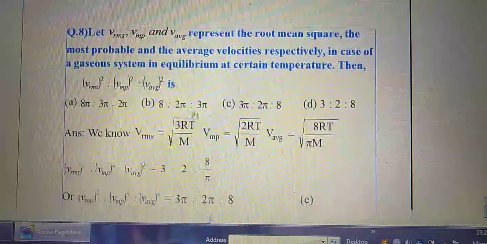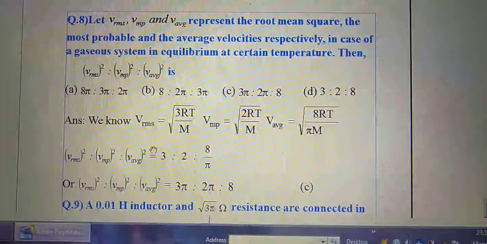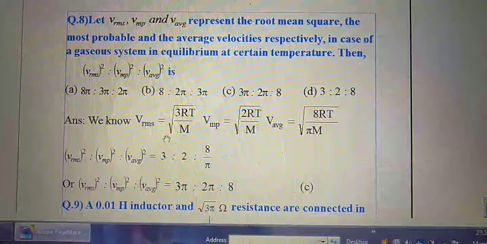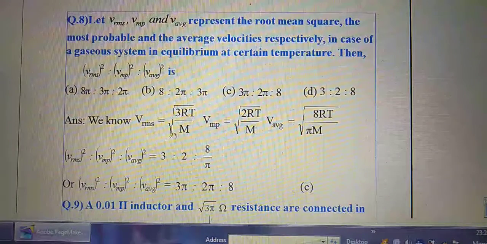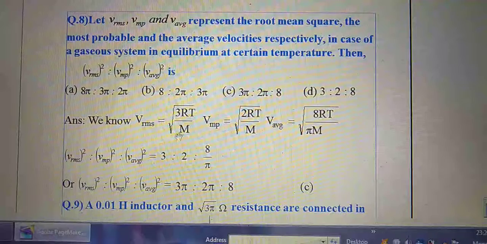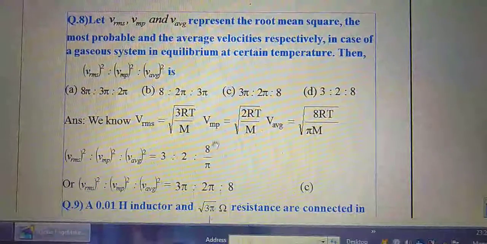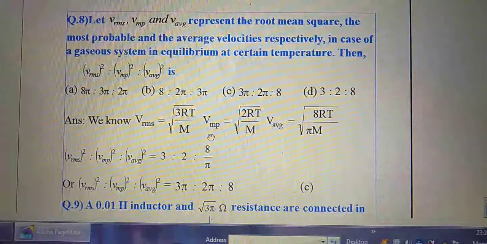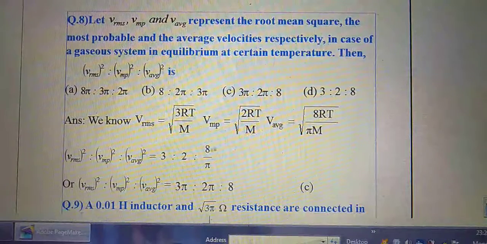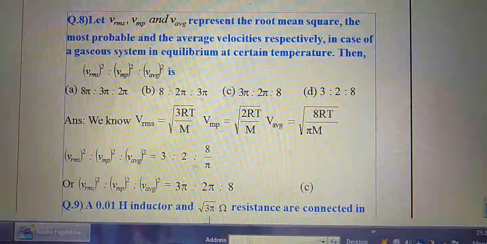Okay, so first of all we have to know the expression of V RMS, V MP and V average. V RMS is root over 3 RT by M. R is the constant, T is the temperature, M is the mass of the gas. V MP is root over 2 RT by M. V average is root over 8 RT by pi M.